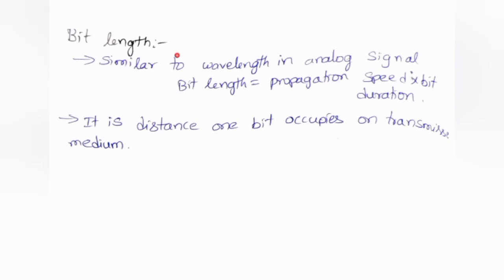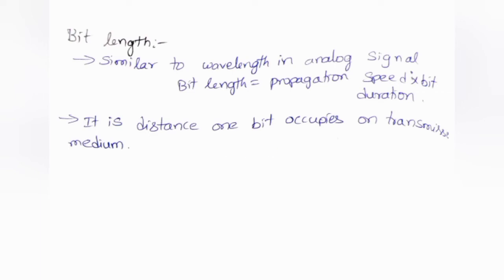So next one is the bit length. Bit length is nothing but the distance one bit occupies on the transmission medium. In a digital signal we are transmitting digital bits of data, right? So the bit length means the distance one bit occupies on the transmission medium. So simply we are calculating the length here.